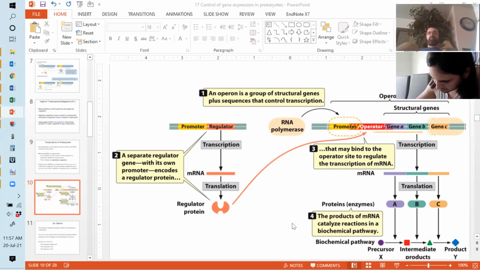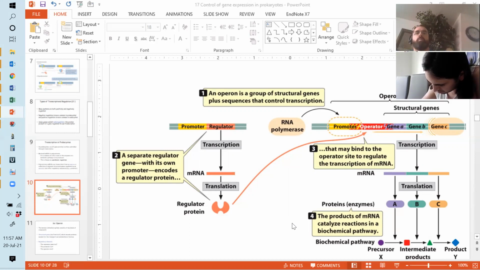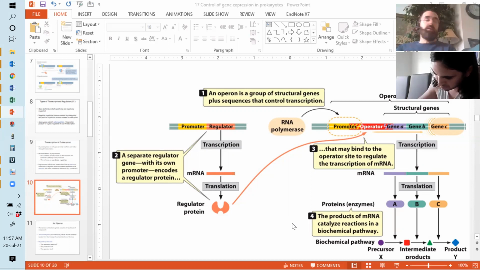Super efficient. All right. That will make sense.